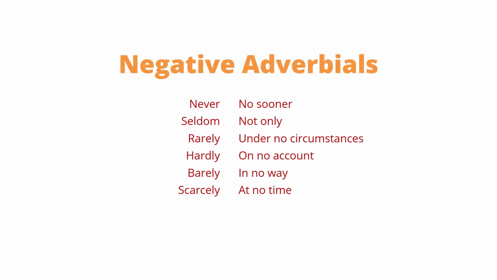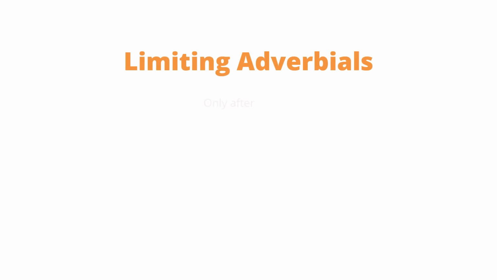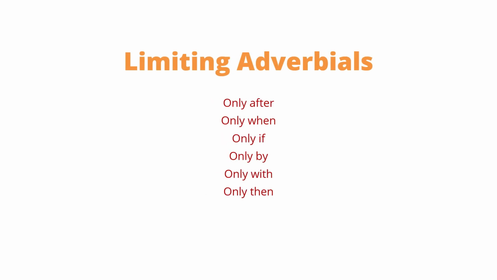So here are some examples of negative adverbials. If you begin any sentence with any of these, you will need to include an inversion shortly afterwards. And the same applies to these limiting adverbials. Now these examples here are very short limiting adverbials, and they can get considerably longer, which we will look at shortly.